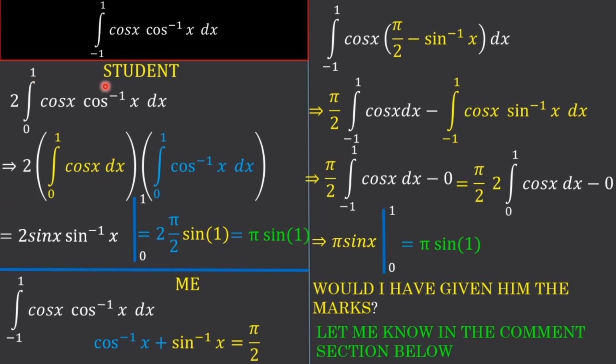I gave him a 0 because, first of all, he has violated so many of the laws, so many of the fundamental theorems. Okay, he has violated so many of them. So I didn't give him the mark. Like I said, I didn't give him.